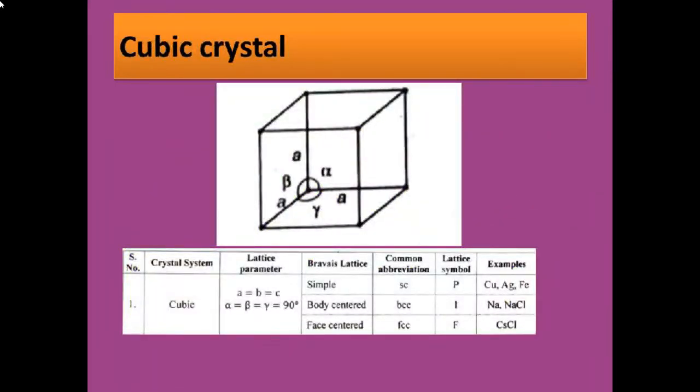In cubic crystal system, the lattice parameters are A equal to B equal to C, and also alpha equal to beta equal to gamma equal to 90 degrees. Under this category, 3 types of lattices are possible, that is simple cubic, body centered and face centered. For simple cubic, the symbol is SC, body centered BCC and face centered FCC. And the lattice symbol for simple cubic is P, body centered is I and face centered is F.